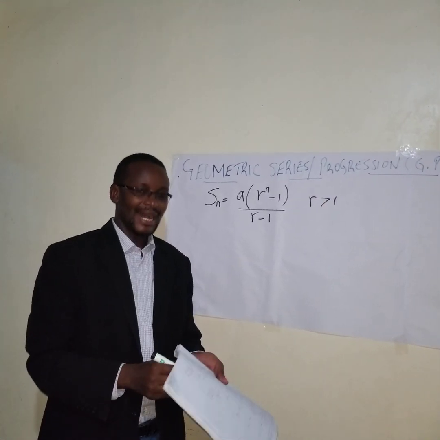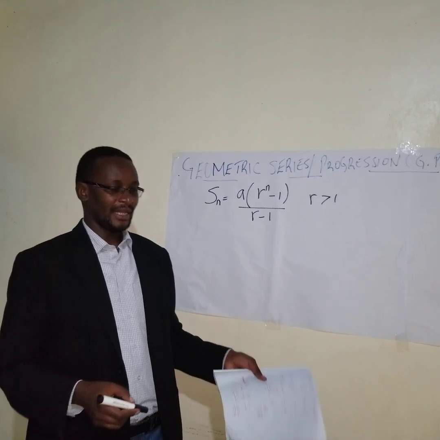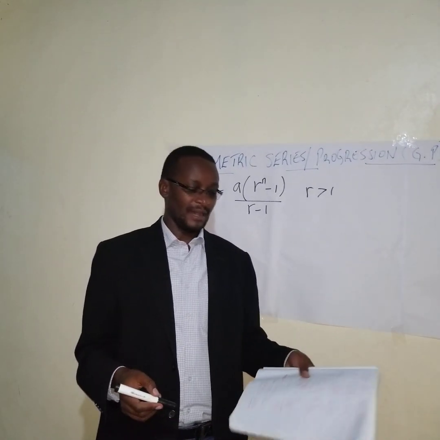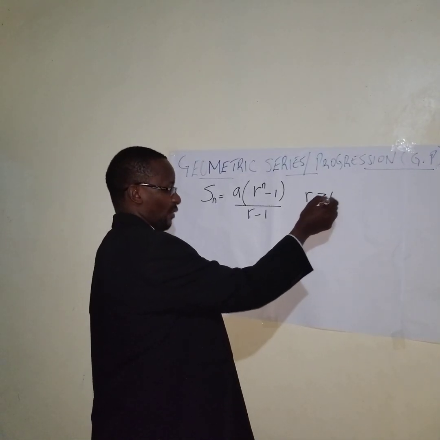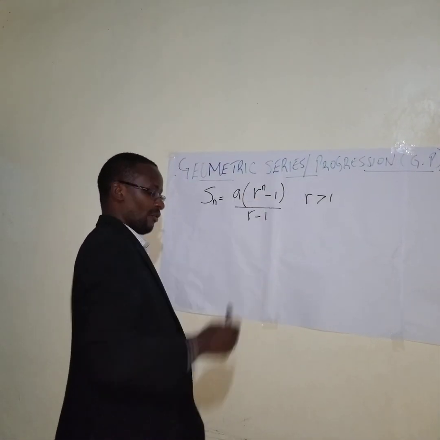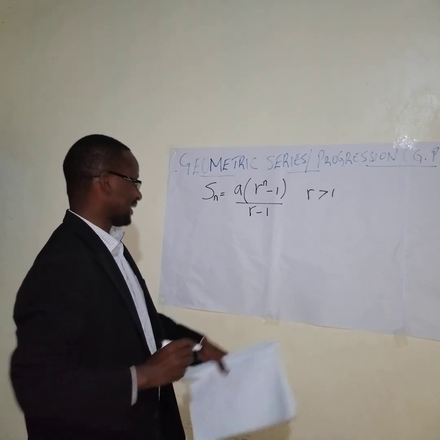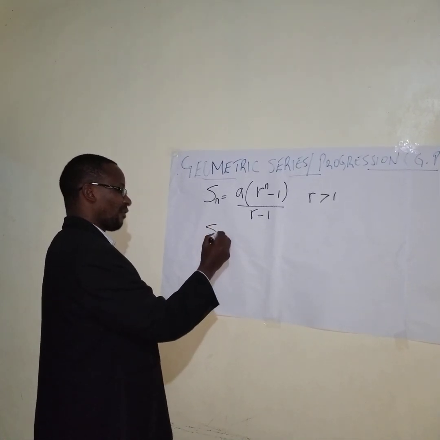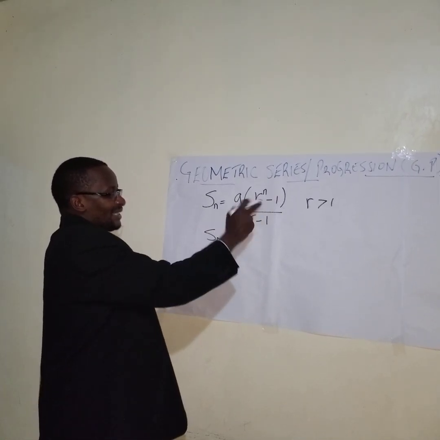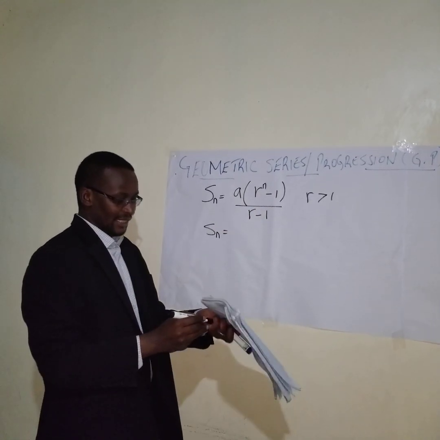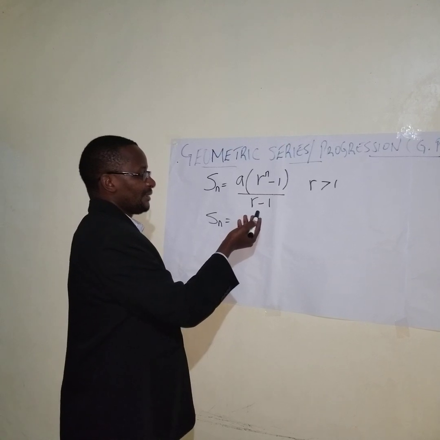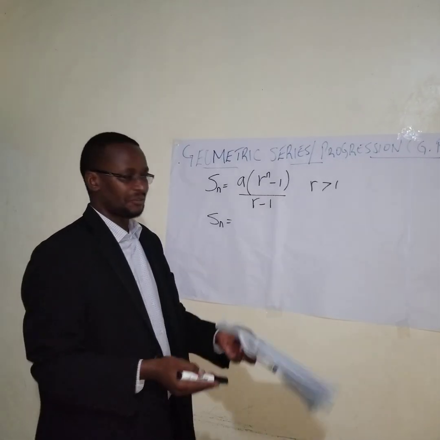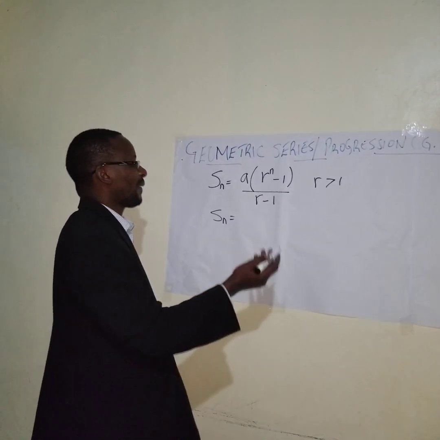Remember, we had said r does not have to be a whole number. It can be a fraction. Sometimes a fraction which is less than 1. So when r is greater than 1, then this is the formula to use. When r is less than 1, you just change the formula a bit. It's the same, but you just interchange. Why do we interchange? So that we don't get a negative. Just making sure we have a positive that we are working with.